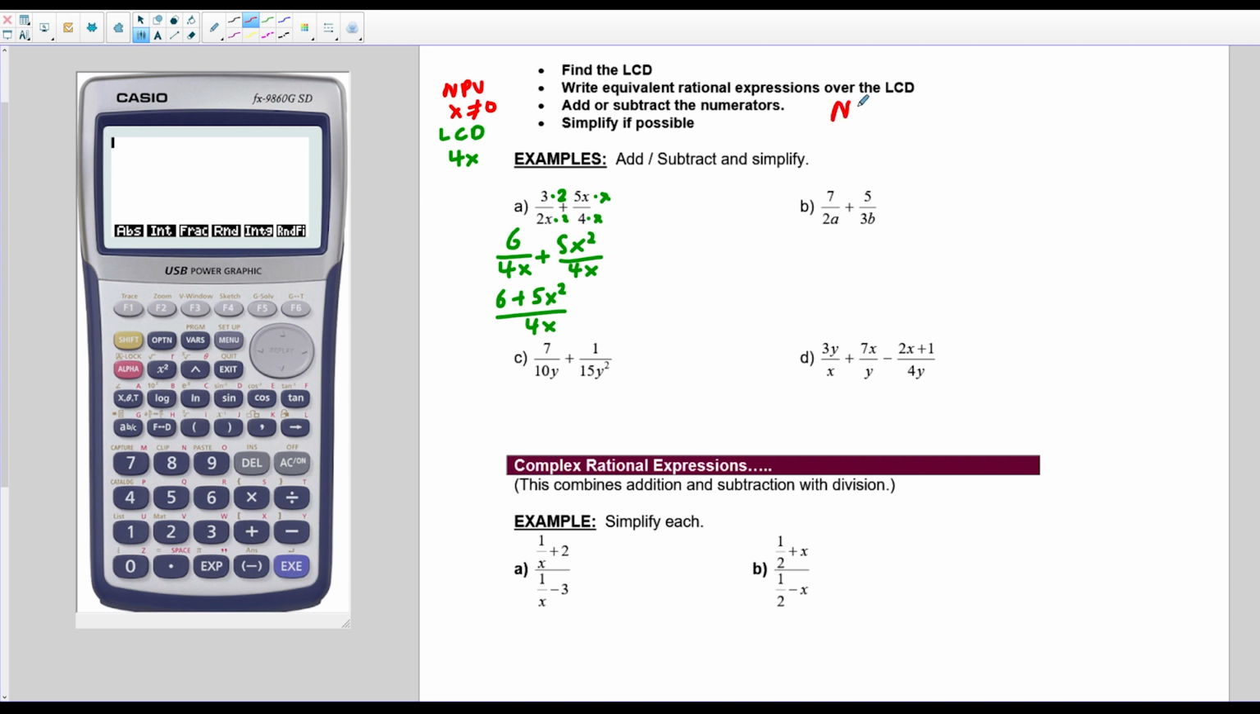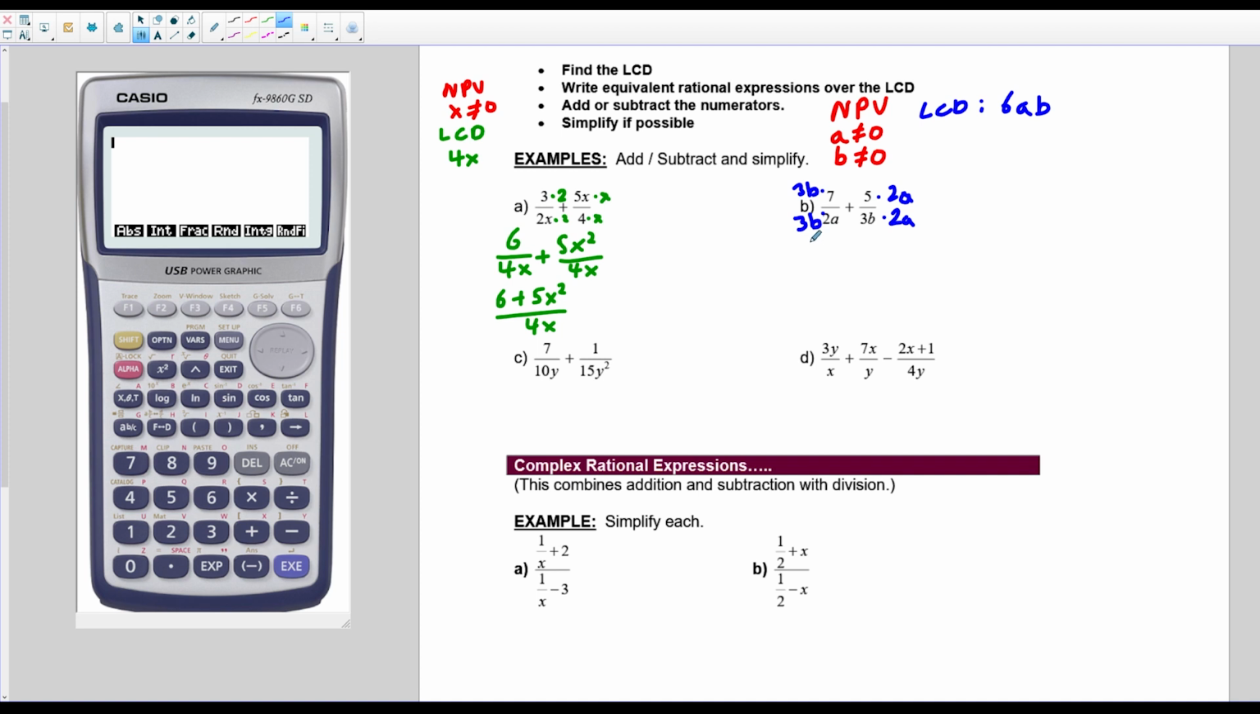For question number 2, my 2 NPVs, I have a cannot equal 0 and b cannot equal 0. Looking at the LCD between 2 and 3, my LCD is going to be 6. And because I also need an a and a b, I'm just going to put those in there as well. So looking at the left-hand side fraction, in order to get 6ab, I need to multiply the bottom by 3b. And what I do to the bottom, I also do to the top. And then for the right-hand side fraction, I need to multiply by 2a on both the top and the bottom.